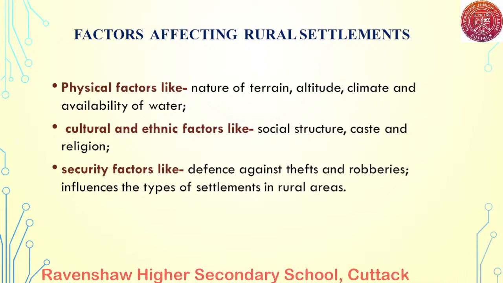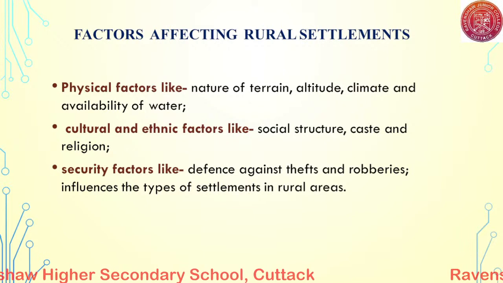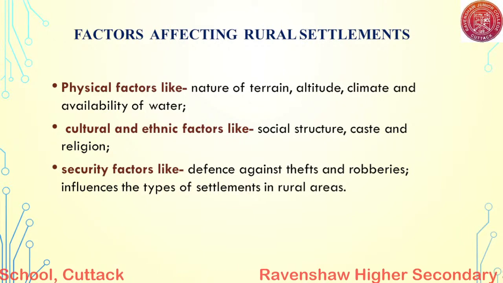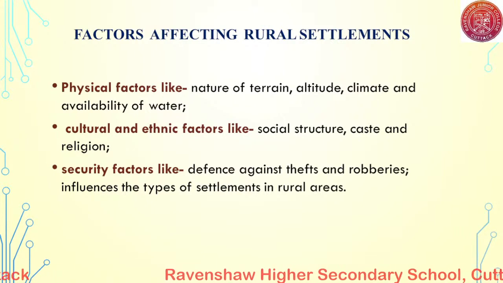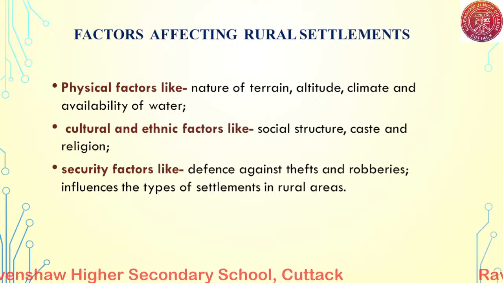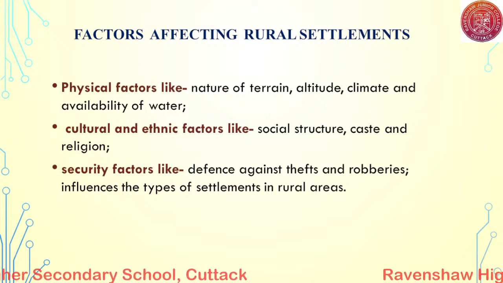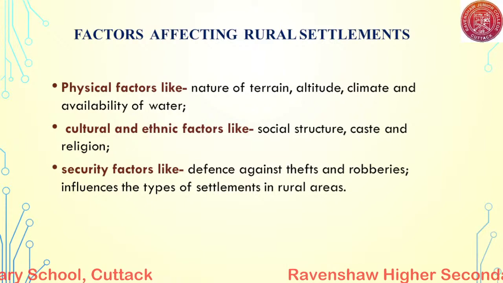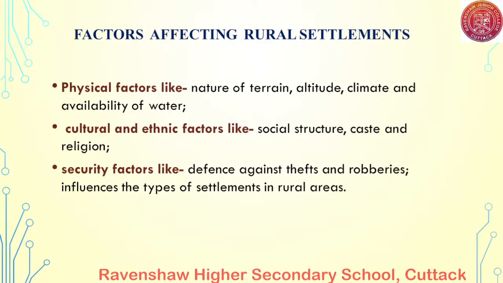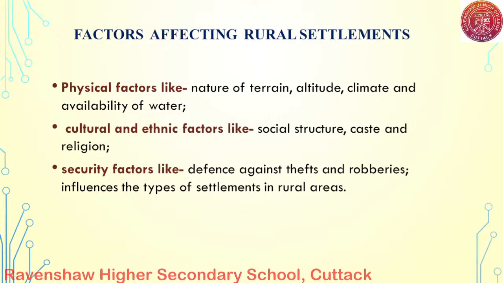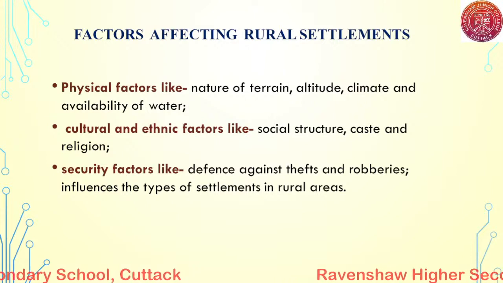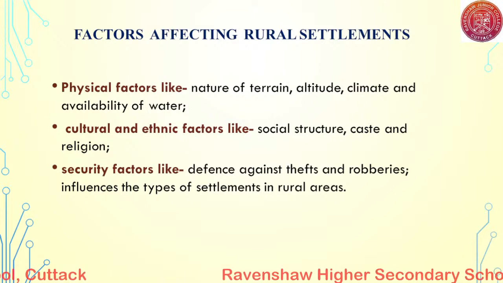Then come to the next factor, that is the cultural and ethnic factors. Under the cultural and ethnic factors come elements like the social structure. What is the social structure? What is the male population, female population? These come under the social structure. Next one is caste. Next one is religion. These are the socio-ethnic factors which affect the rural settlement.